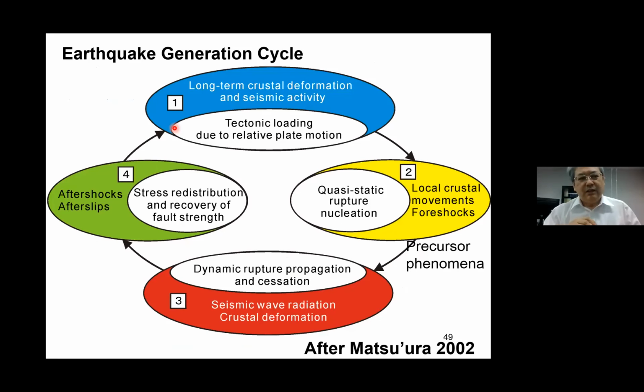For large earthquakes, seismologists consider there is a cycle. This cycle is repeated in 100 years or 200 years in subducting zones. There are 4 phases. One is tectonic loading, due to lateral motion. This is the background time. The second one is just before the earthquake. This is a quasi-static rupture or nucleation. And the dynamic process, so this is when the earthquake happens. And this is the aftershock. So for number 1, number 3, and number 4, mechanical sensors, I mean seismic sensors, observe their motion clearly.